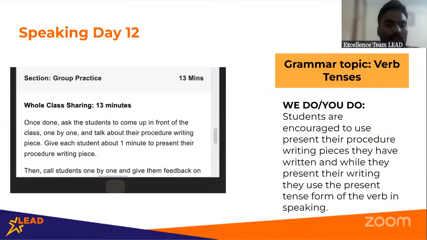The story they have already written, now they are going to share it in a whole class sharing. They'll come in front of the class and share, read or talk about the story. This is how, again, the grammar topic which they have learned, the tenses, is applied here also. Since the story is written in present tense, they'll speak in it. This is the last step.